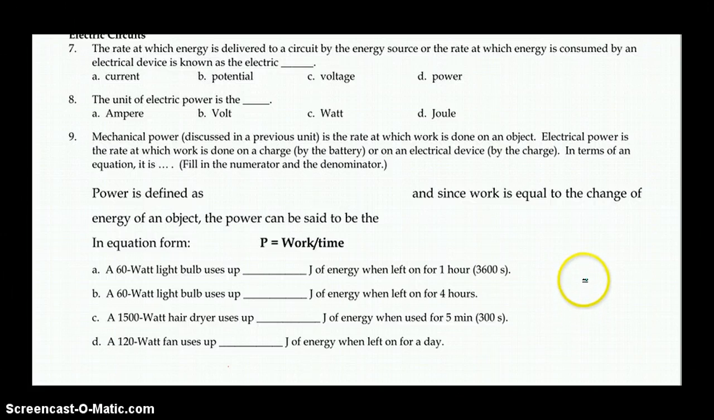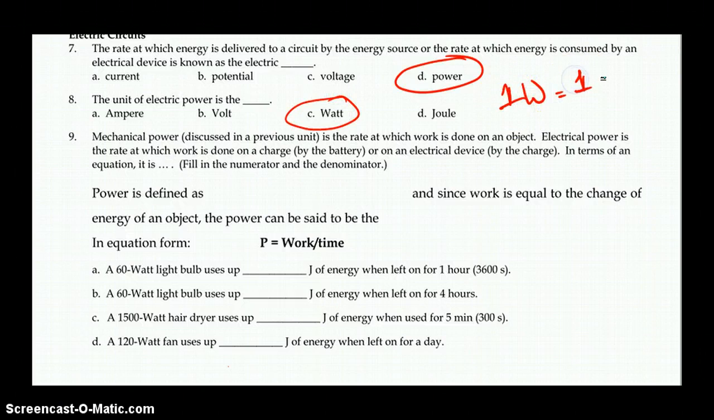Okay, now we want to spend the rest of the time looking at the rate at which that energy change occurs. The rate at which energy is delivered to a circuit by the energy source, or the rate at which energy is consumed, is known as power. Power is defined as the rate of work in basic mechanical systems, and it is the rate of energy transfer, since work is equal to the change of energy in our electrical systems. The unit of electric power is the watt, after James Watt, and 1 watt of power is equal to using 1 joule of energy every second.